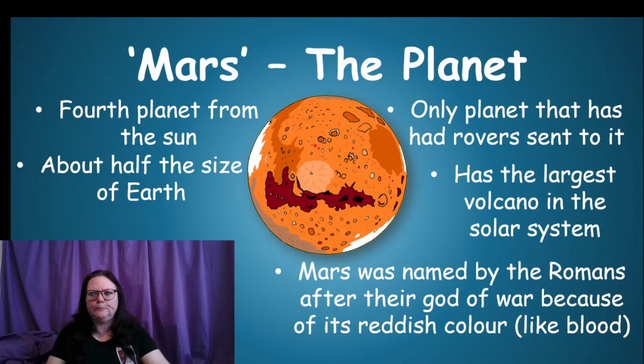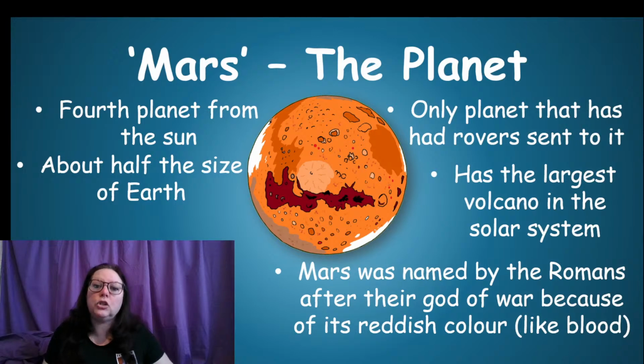Now, as we know, Mars was named after the Roman god of war, and it's because of its reddish colour. It's reminiscent of blood, and so that's why they named it Mars. But the Egyptians, and I hope I get my pronunciation right here, the Egyptians actually called it Herdesha. There we go, Herdesha, which means the red one.